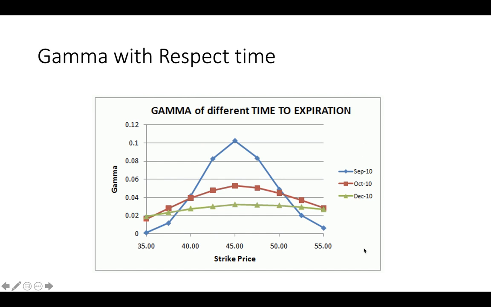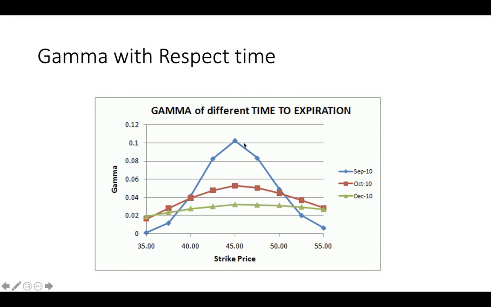So we have the September, October, December options. September is the shortest dated option, and you can see that gamma is the highest. We go out another month to October, you can see that gamma is far less high, and then the same thing with December, it's almost like a flat curve. So as time decreases, gamma tends to increase.